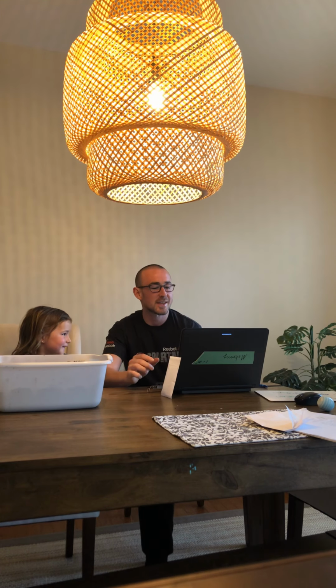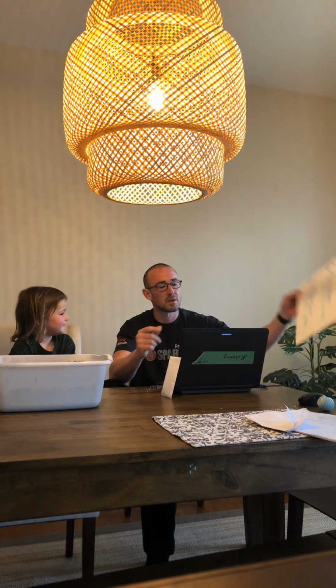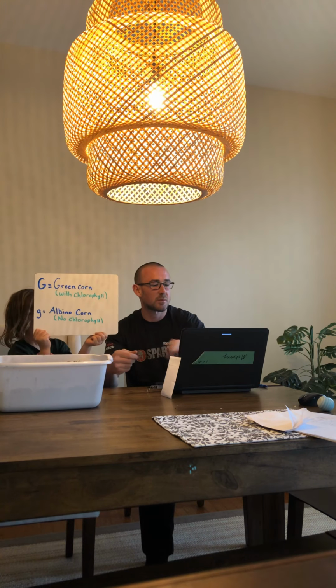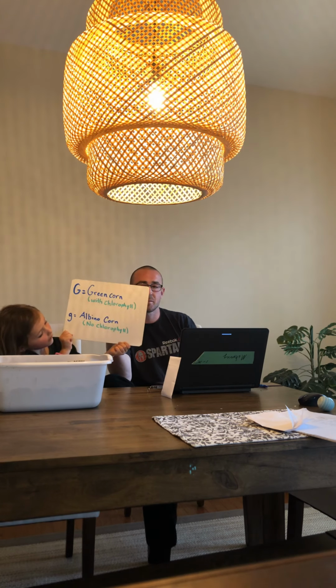It says plants have the probability of carrying genes for making chlorophyll, and that's going to be our capital G. Will you hold that up for me? Okay. Plants have the probability of carrying the genes to make chlorophyll, capital G, or lacking this ability, and that's lowercase g.